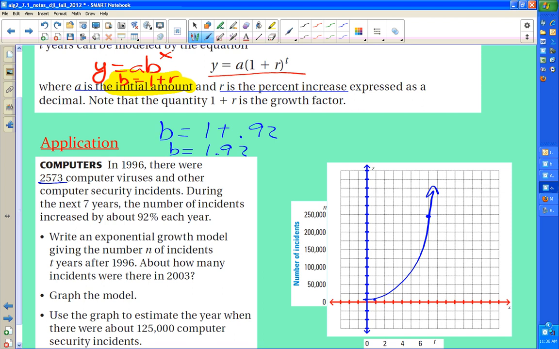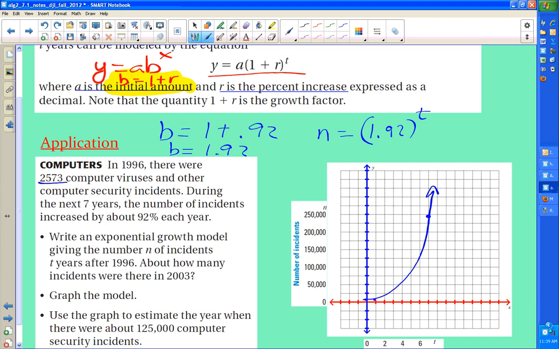Does everybody see that? If b is 1.92, then you should be able to write the function at this point. So your function, if we use what they're asking you for, write an exponential growth model, the number of incidents n is going to equal 1.92 raised to the power of t, where t is time in years.